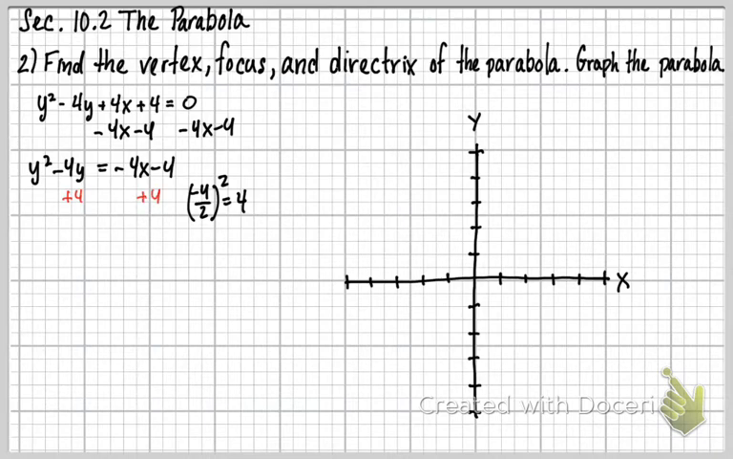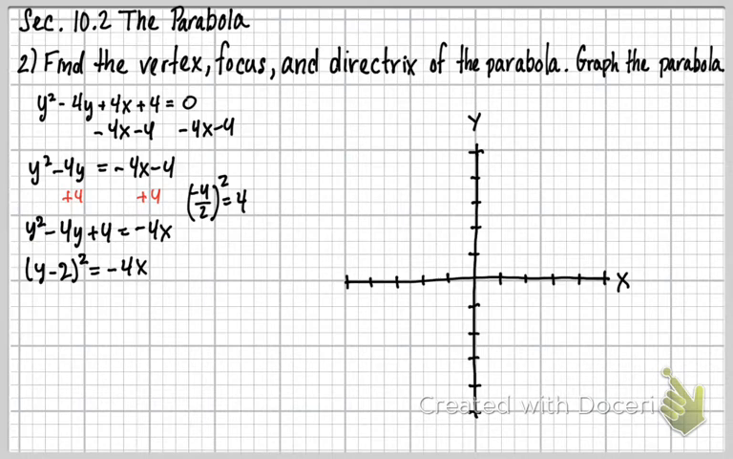So then I'm going to get y squared minus 4y plus 4 equals negative 4x, because the 4's cancel out. And then I can factor the left side. That's my whole purpose for doing this. That gives y minus 2 squared, and that's going to equal negative 4x. Now this equation here gives me all the information I need in order to graph this.